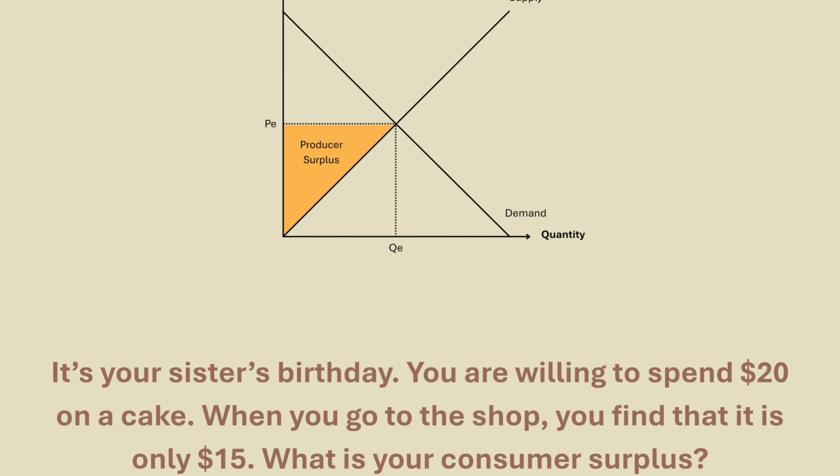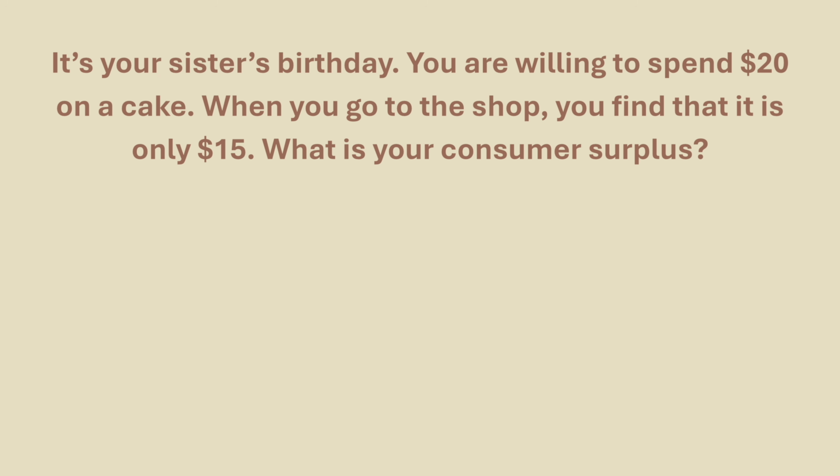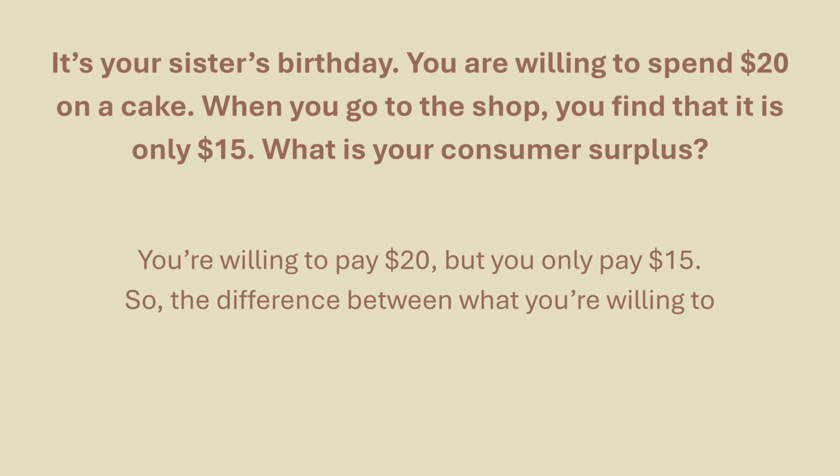It's your sister's birthday. You are willing to spend $20 on a cake. No more, after all, she's only your sibling. When you go to the shop, you find that it is only $15. What is your consumer surplus? In this case, you're willing to pay $20, but you only pay $15. So the difference between what you're willing to pay and actually pay is $5. Don't tell her you pocketed that extra money.